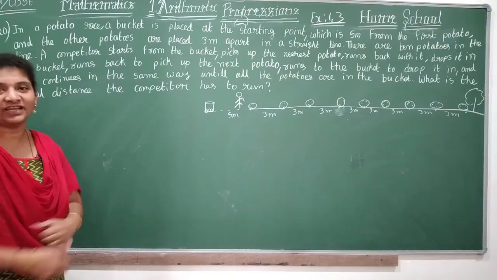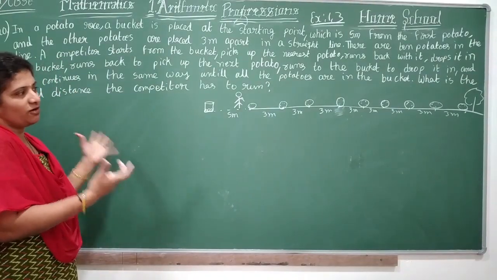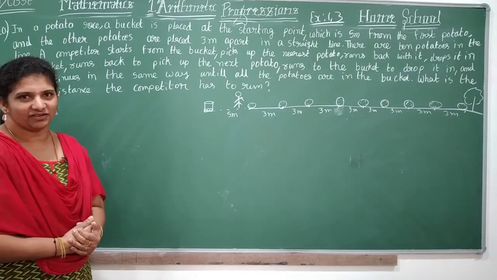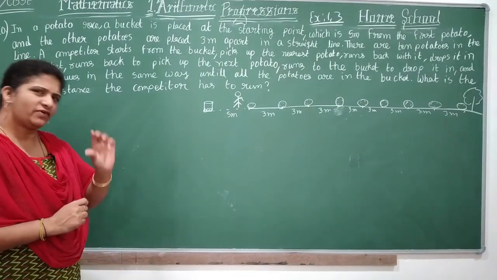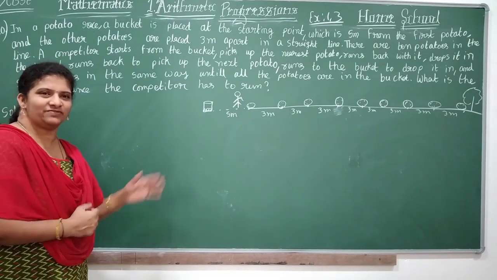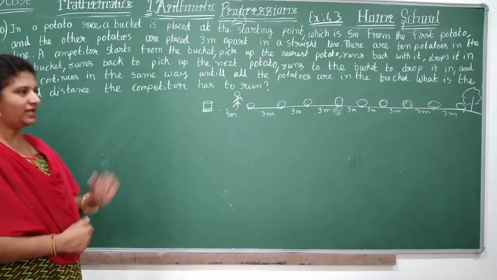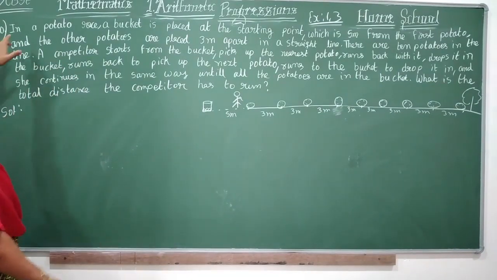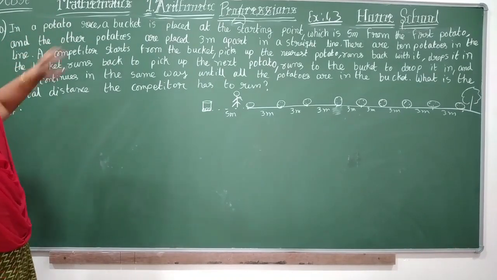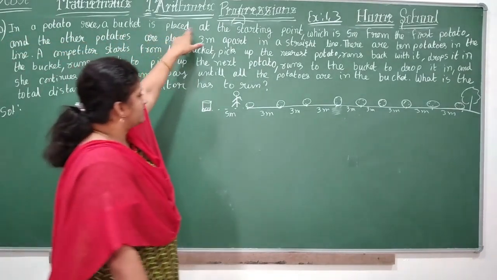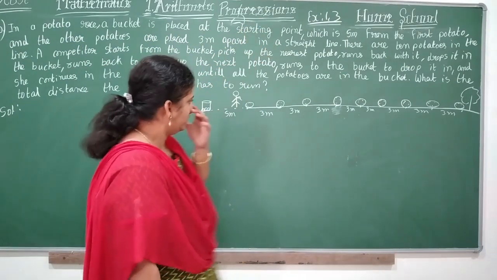See here, children, 20th problem. Almost half of the board is covered. It seems to be lengthy, but it's a very tiny problem. Within 5 lines, we are going to end our answer. Let's see what your problem is. In a potato race, a bucket is placed at the starting point.